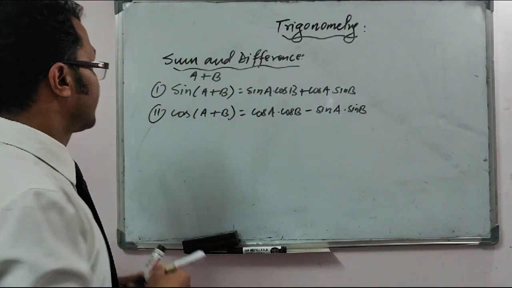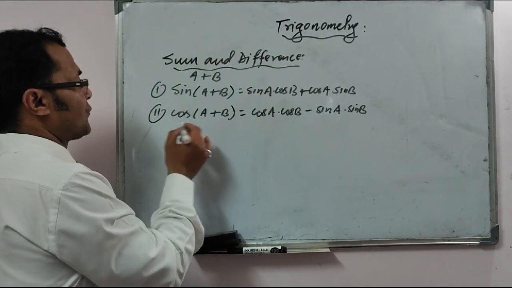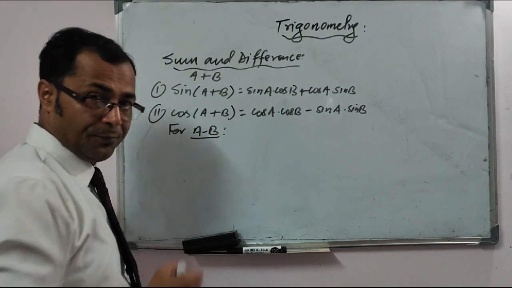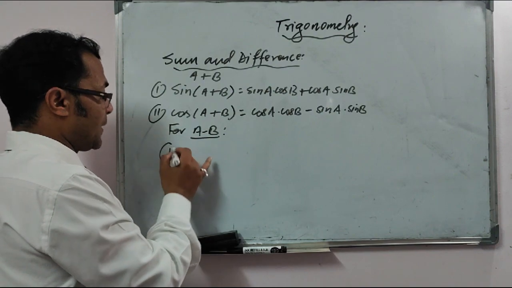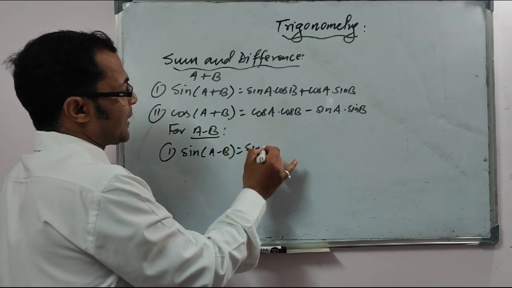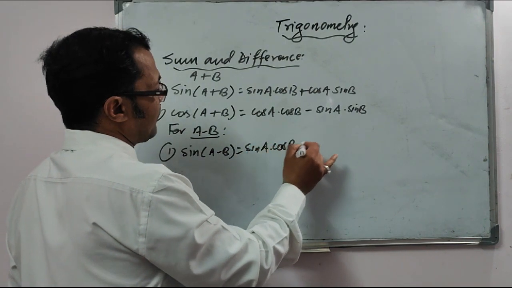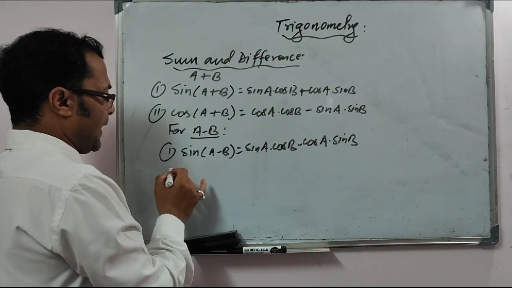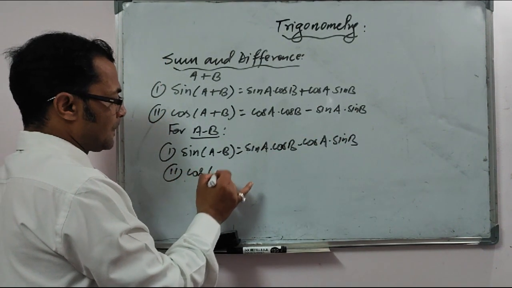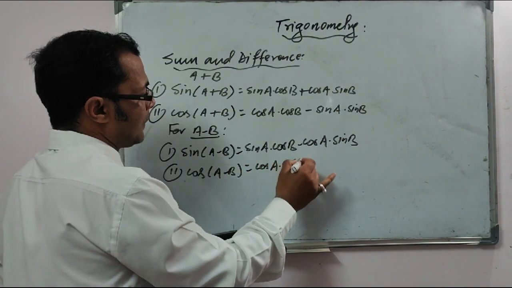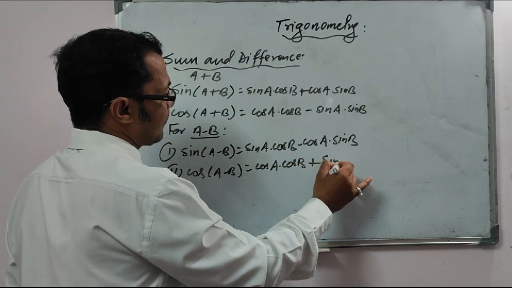And similarly we can see for a minus b. For a minus b, the formulas are like this. The first one is sine a minus b, that is sine a cos b minus cos a sine b. And for cos a minus b, it is cos a cos b plus sine a sine b.